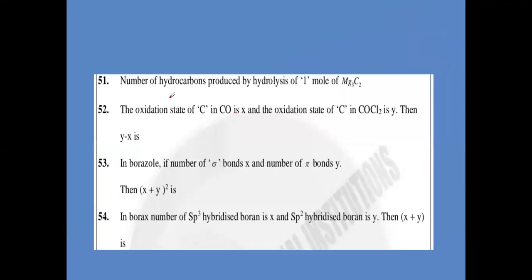Next, the number of hydrocarbons produced by hydrolysis of 1 mole of Mg3C2. Here Mg3C2 is magnesium carbide. The magnesium carbide will produce propyne. CaC2, calcium carbide, will produce CH triple bond CH, ethyne. But Mg3C2, magnesium carbide, will give propyne. Propyne is produced.